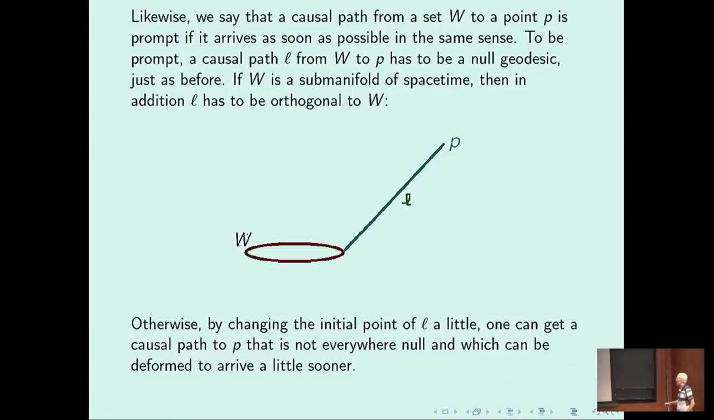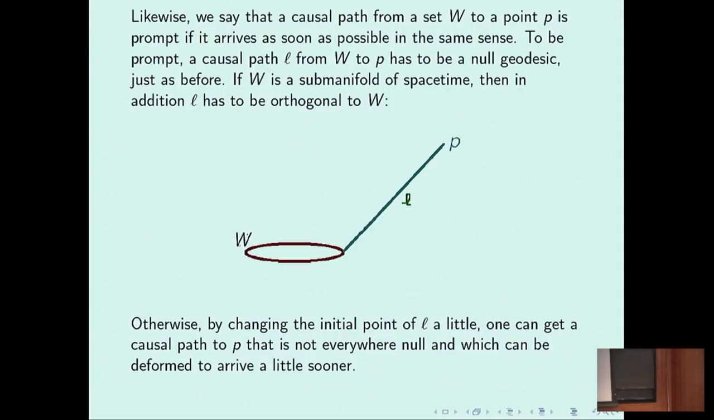If L is not orthogonal to W, first of all, I should tell you what orthogonality means, just to make sure that isn't confusing. Orthogonality means that any tangent vector to W at the intersection point is orthogonal in the Lorentz metric to the tangent vector to L. Same definition that orthogonality usually has, except we're in Lorentz signature.